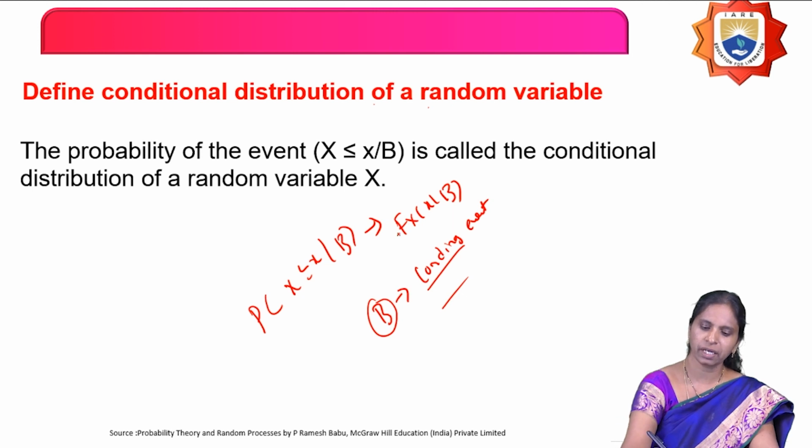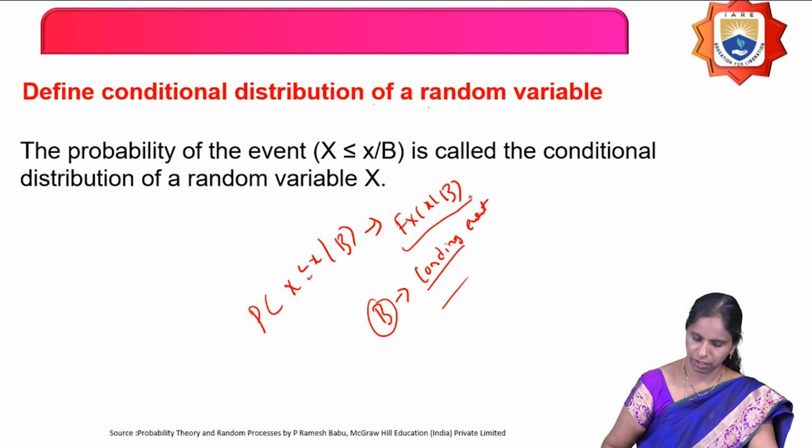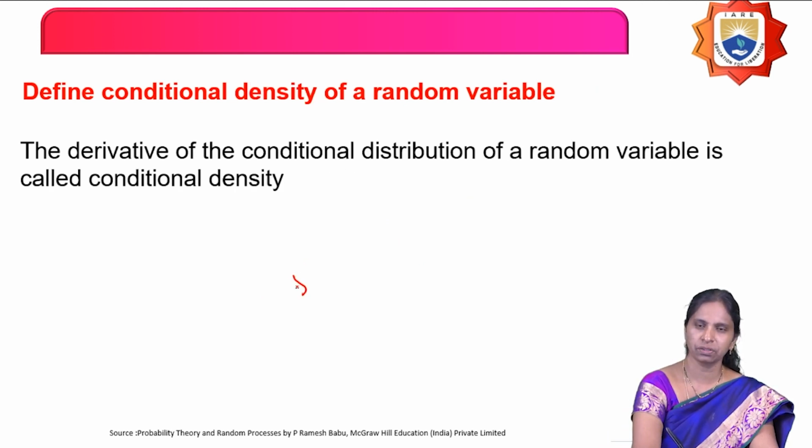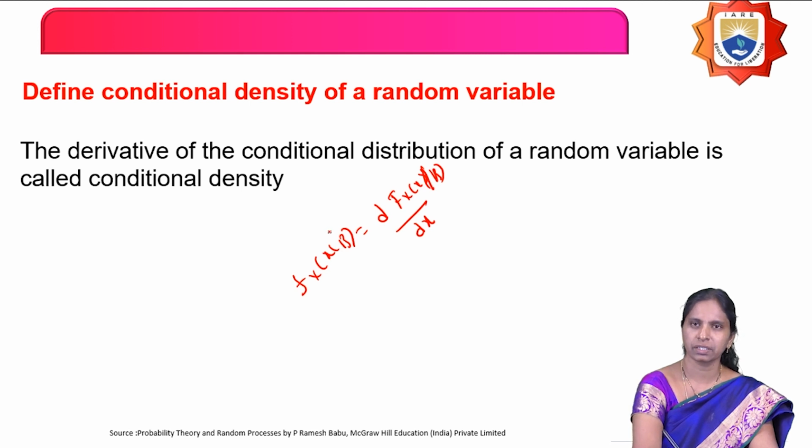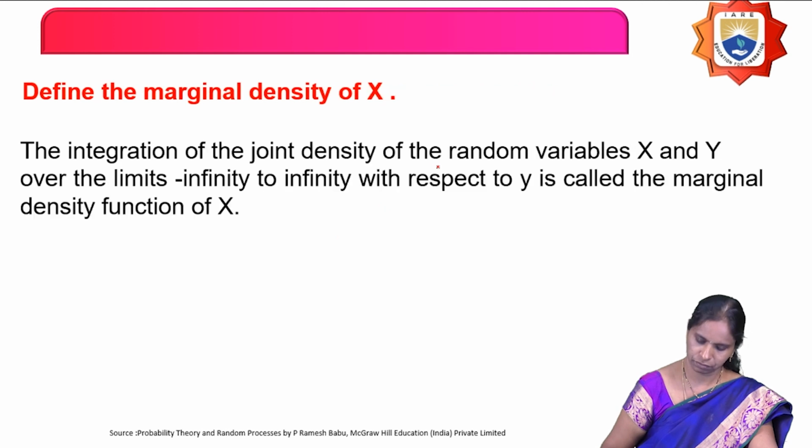The next one is: define the conditional density function of a random variable. We have defined the conditional distribution function. Then what is the conditional density function of a random variable X? f_X(x|B) is what? What is the relation between the distribution and density function? The differentiation of the distribution function gives the density function. Similarly, the conditional density function of the random variable X is the differentiation of the conditional distribution function of random variable X.